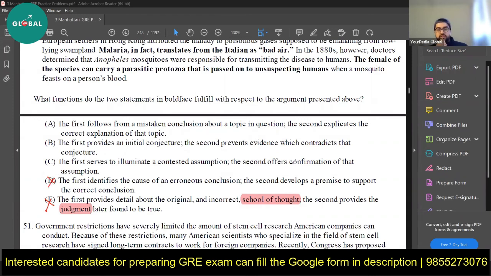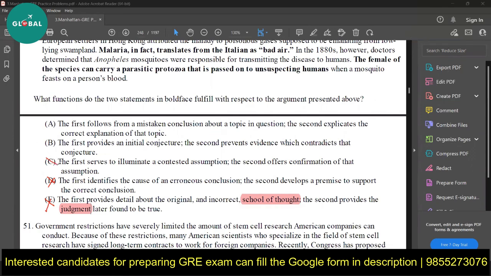The first serves to illuminate a contested assumption. The second offers confirmation of that assumption. Is there any assumption here? No, this is again incorrect.